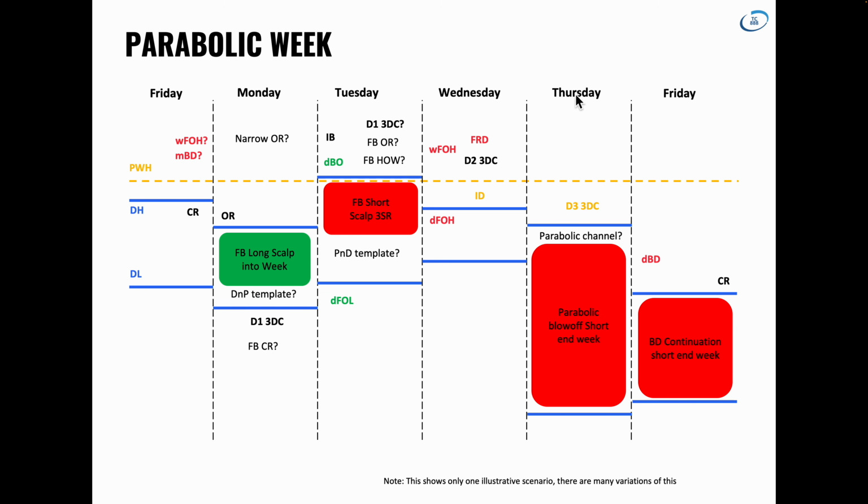And then potentially backside of the week, Thursday, day 3 3-day cycle, you get maybe a parabolic channel into Thursday, and then Thursday blows off completely to the bottom with one full expansion of the weekly range as it stands. You see this very often, so this could be a very nice trade.